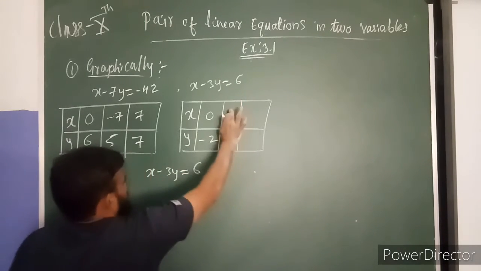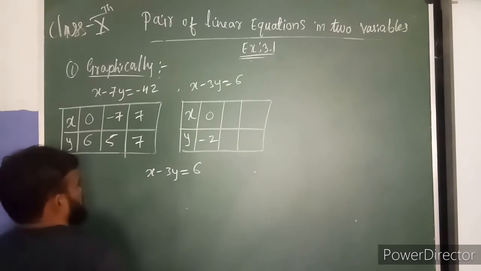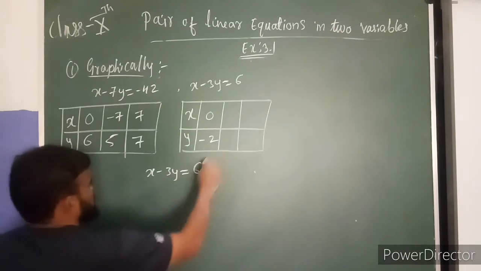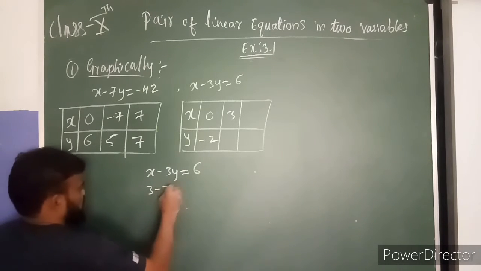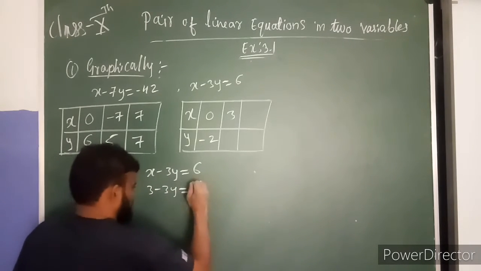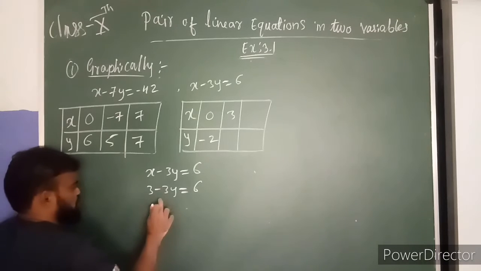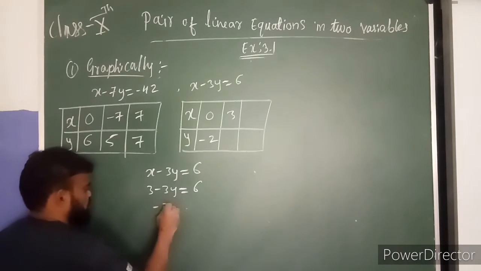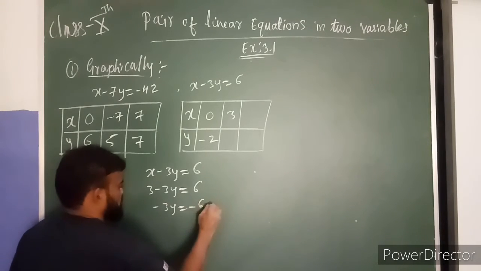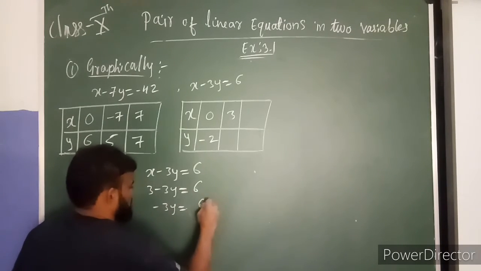We can take any number. 3 also we can take, no problem. So 3 minus 3y is equal to 6, right? And after that, what should I take? This 3, if I transpose it to this side, it will become minus sign. Minus 3y is equal to 6 minus 3.